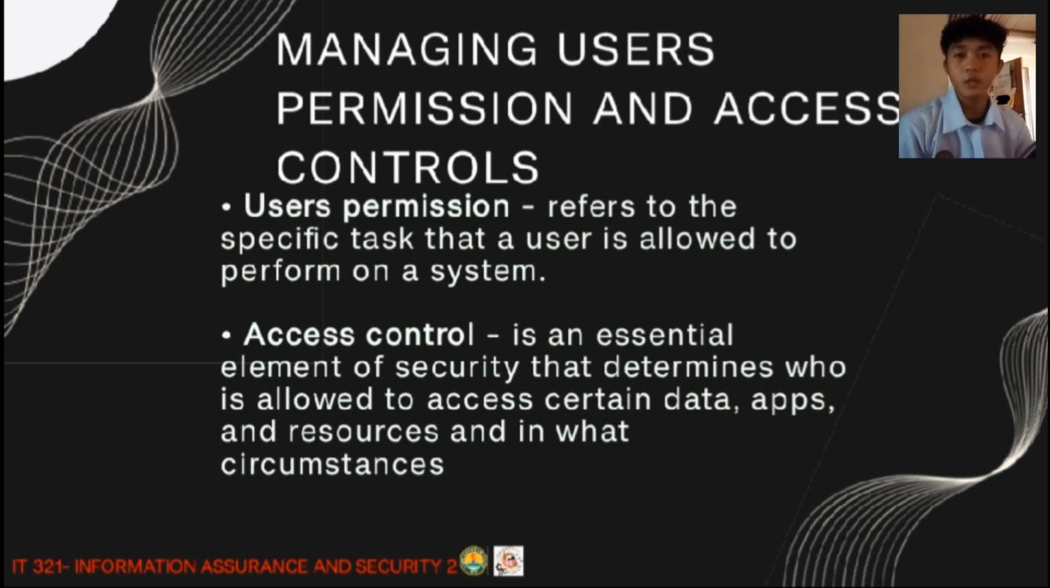Managing users' permission and access control. Users' permission refers to the specific tasks that a user is allowed to perform on a system. So for example, a user might have permission to view, edit, or delete a file depending on their role or level of access. Access control is an essential element of security that determines who is allowed to access certain data, apps, and resources, and in what circumstances. Access control ensures that only authorized users can access sensitive information, thereby protecting it from unauthorized access.